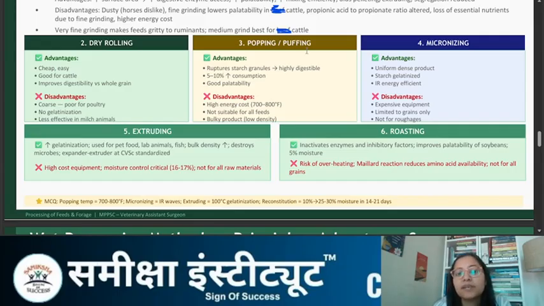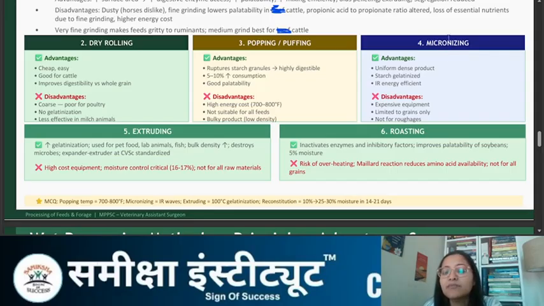Then second was popping and puffing. We discussed the temperature. It ruptures the starch granules, so it becomes highly digestible. There is a 5 to 10% increase in consumption, so there will be good palatability. But the disadvantage is that there is a high energy cost because the temperature is very high, and it is not suitable for all kinds of feed. It produces a low density, bulky product.